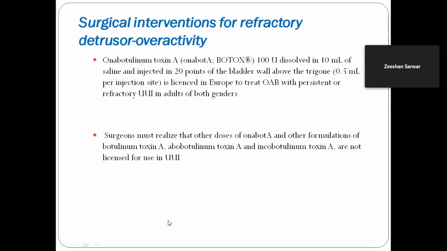Botulinum toxin A, 100 units dissolved in 10 ml of saline, is injected at 20 points of the bladder wall above the trigone, and the dose should be 0.5 ml per injection site. It is licensed in Europe to treat overactive bladder with persistent or refractory urinary incontinence in adults of both genders.